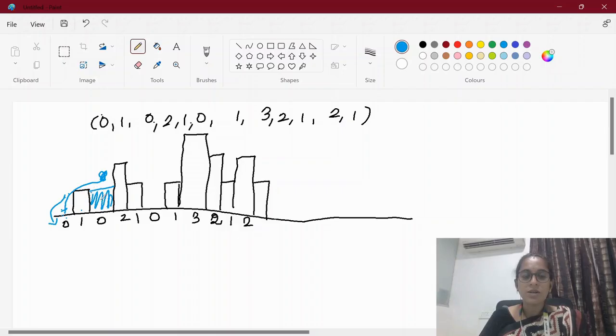This is the concept. So how much water will be trapped here? Here 1 unit of water will be trapped here. So here 1 unit of water will be trapped.